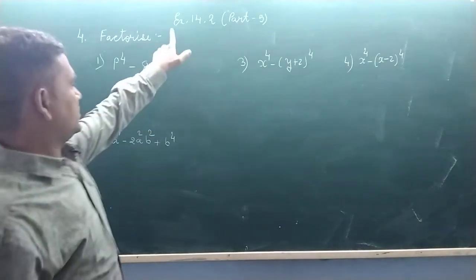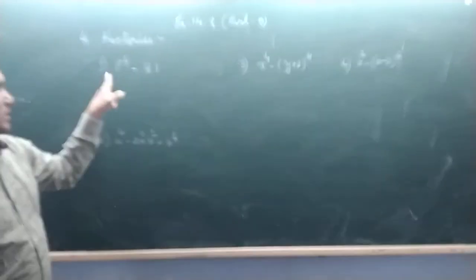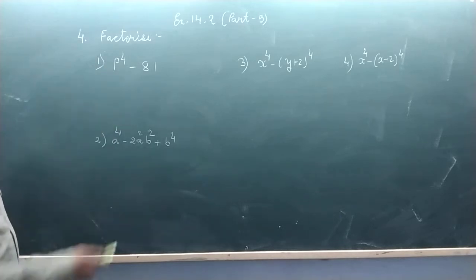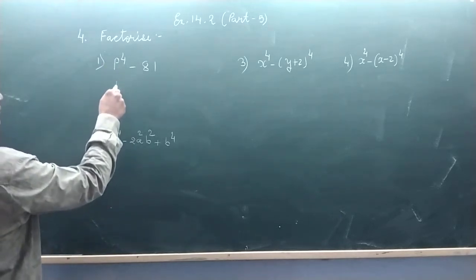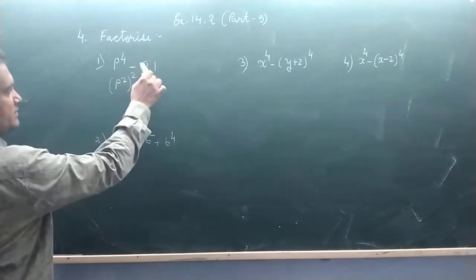Good morning students, this is exercise 14.2 part 5, factorize. Here, p power 4 minus 81. So here we are going to do the factorize work. So this is p power 4, so we write as power 2: p power 2 whole power 2 minus 81.